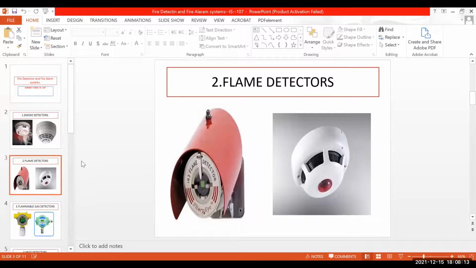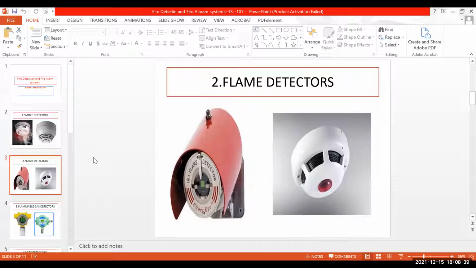And we have some flame detectors. The flame detection working system is normally based on heat. Those will be the sensors. You can see some sensors will be there, and they will detect by the temperature, heat, as well as some smoke also, mainly for the flame detectors.